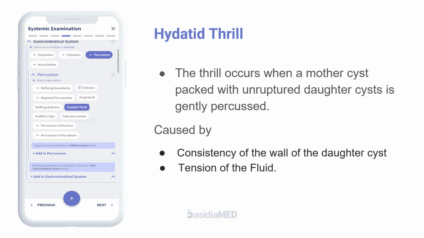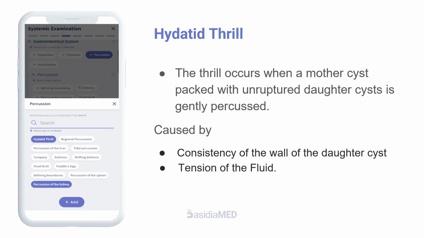The thrill occurs when a mother cyst, packed with unruptured daughter cysts, is gently percussed. The consistency of the wall of the daughter cyst and the tension of the fluid inside it are responsible for making the cyst vibrate and produce the sensation of a thrill. Free fluid from ruptured daughter cysts dampens the vibrations.